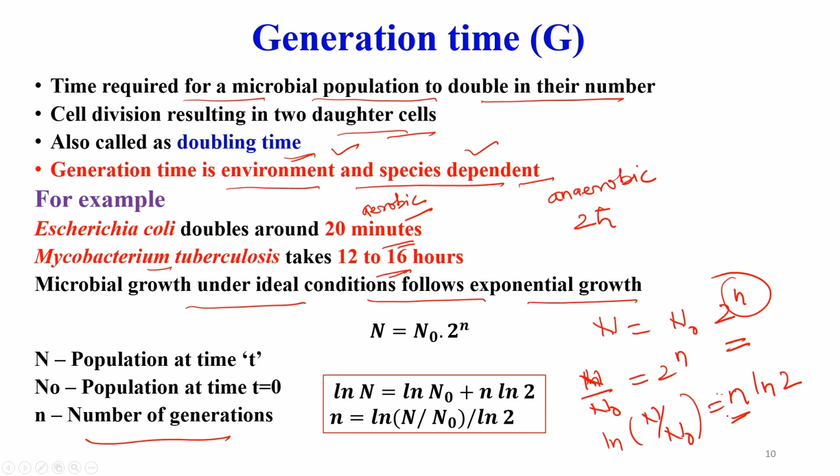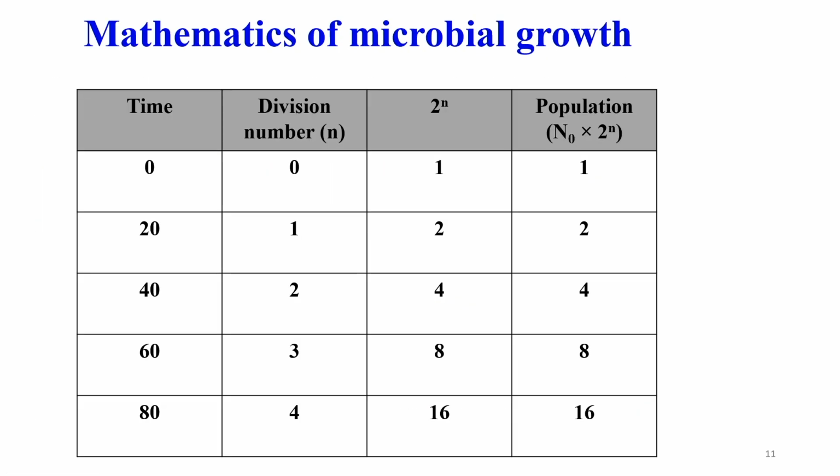From here we can get the value of n: n equals ln(N/N naught) divided by ln 2. Now, we will see one case here, that with time the n value is increasing, it is going up to the n equal to 4 generation. Now, depending on the initial number of cells, let us assume initially you are starting with 1.